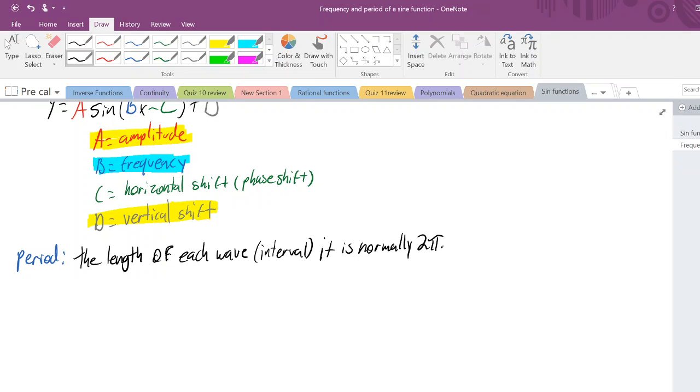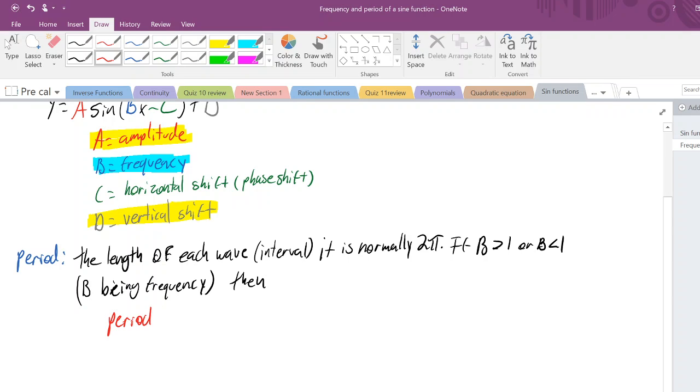Now, if b is greater than 1 or b is less than 1, where b is frequency, then, this is important, your period is equal to 2 pi over the absolute value of b.